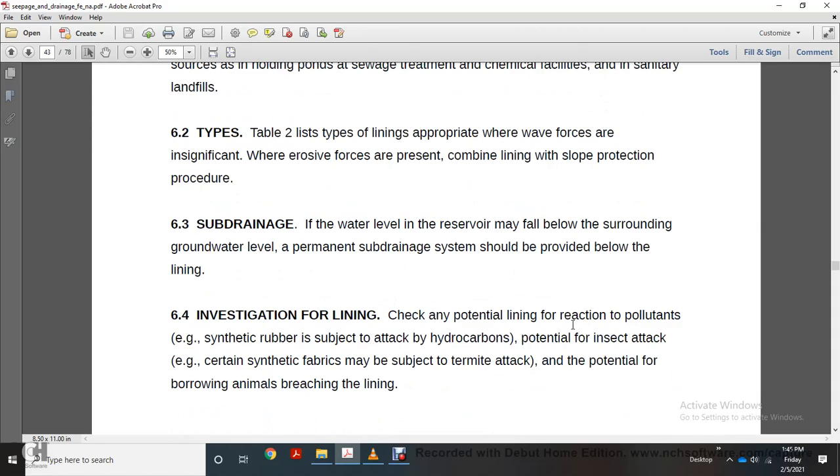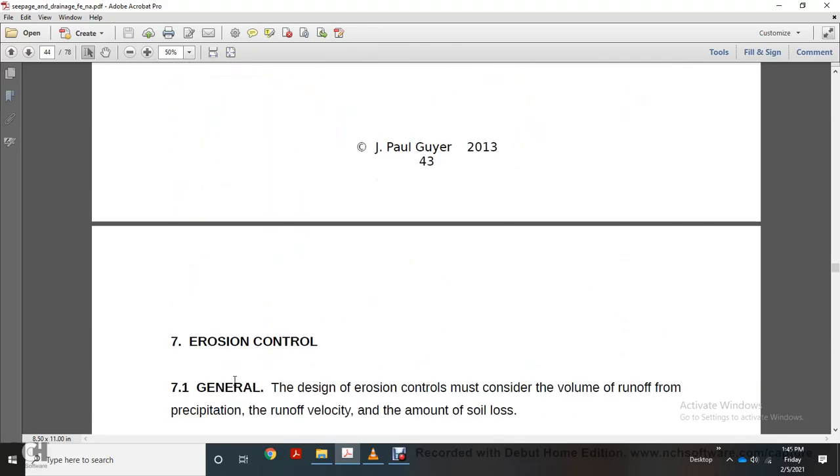Investigation for the lining. Check any potential lining for reaction with the pollutant. Synthetic rubber is subject to attack by hydrocarbons. Inspect for attack: certain synthetic fabrics may be subject to termite attack, and there is potential for burrowing animals breaching the lining.